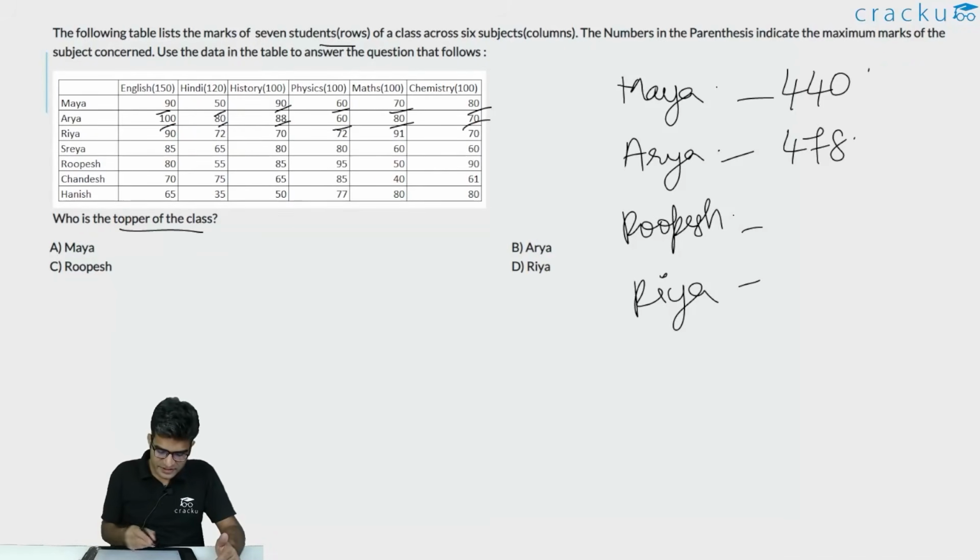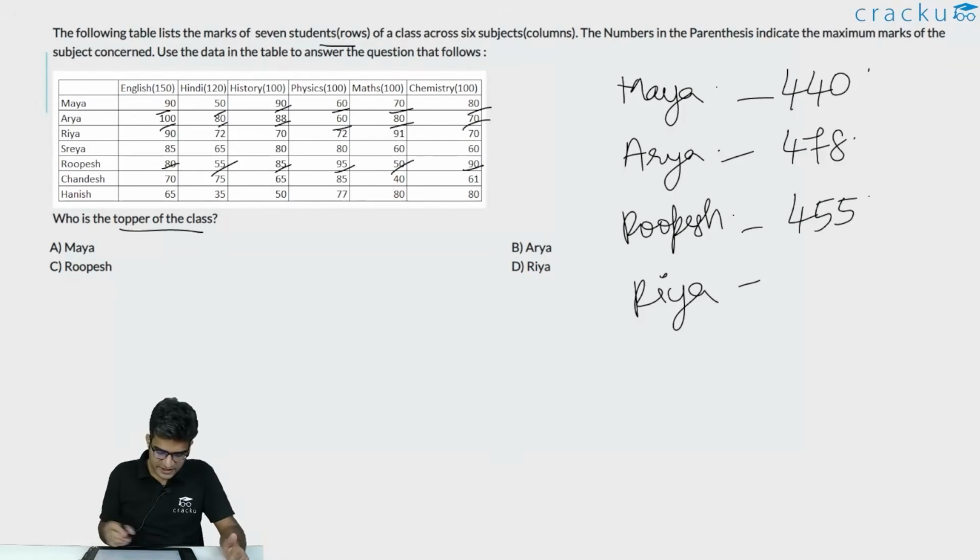The total score of Rupesh is 80 plus 55, 135. 135 plus 85 is 140 plus 80, that is 220. 220 plus 95 is 315. Plus 50 is 365. Plus 90 is 455.